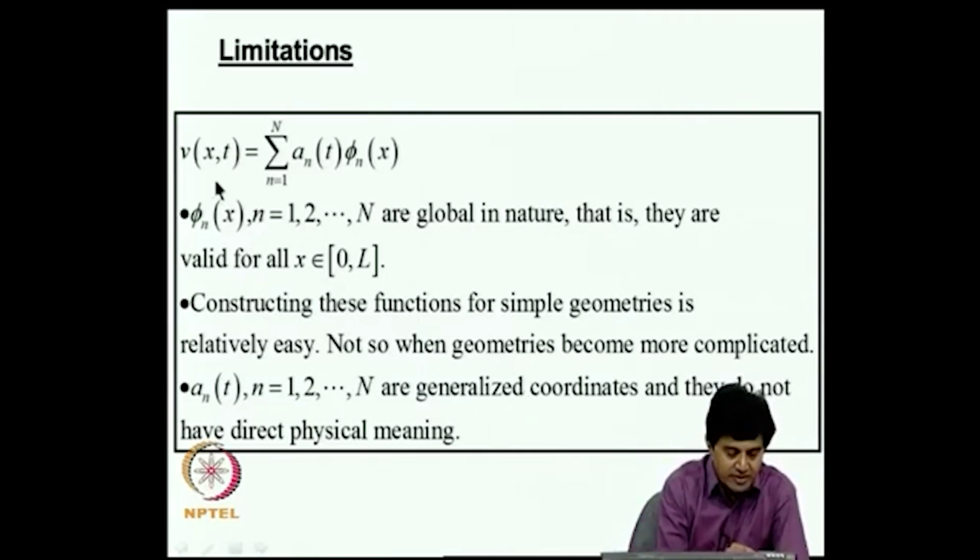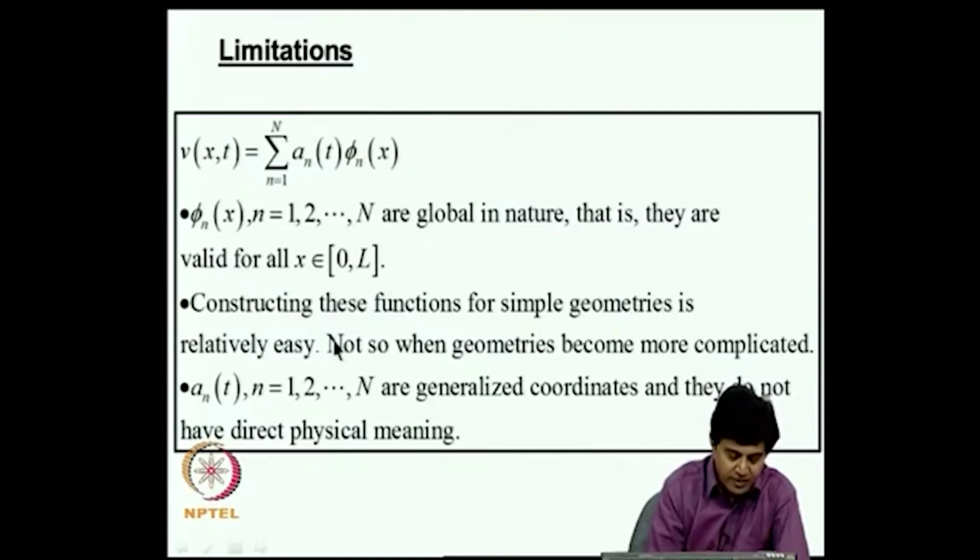Now, in all these methods we are representing the solution in this form, and these phi n of x are global in nature, that is, they are valid for all x belonging to 0 to L. So, for simple line geometries, as we have been discussing in the examples so far, the choice of these trial functions is reasonably straightforward. We can make those choices with reasonable effort.